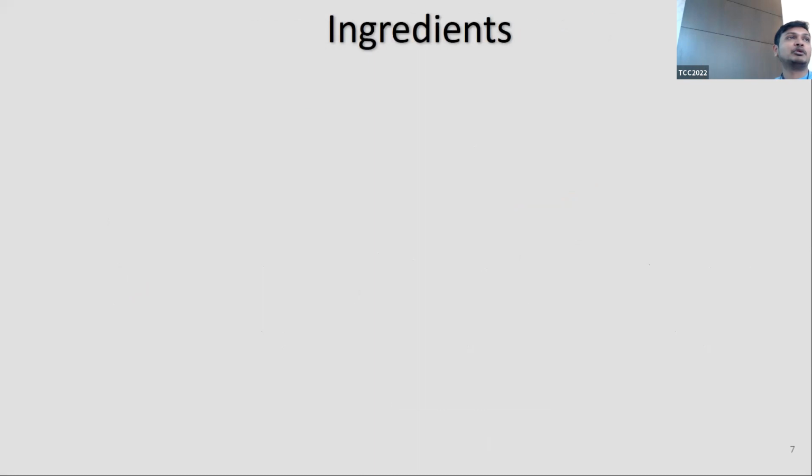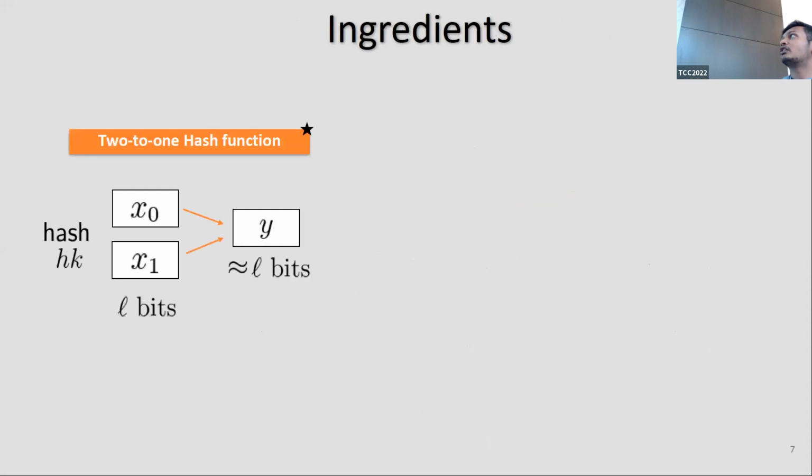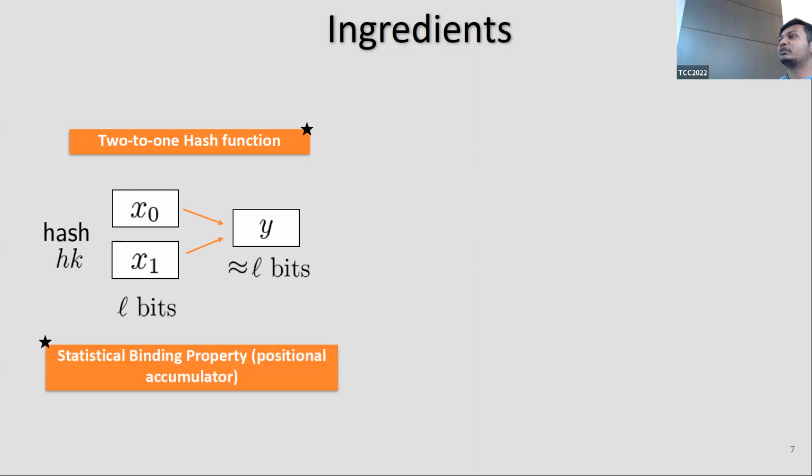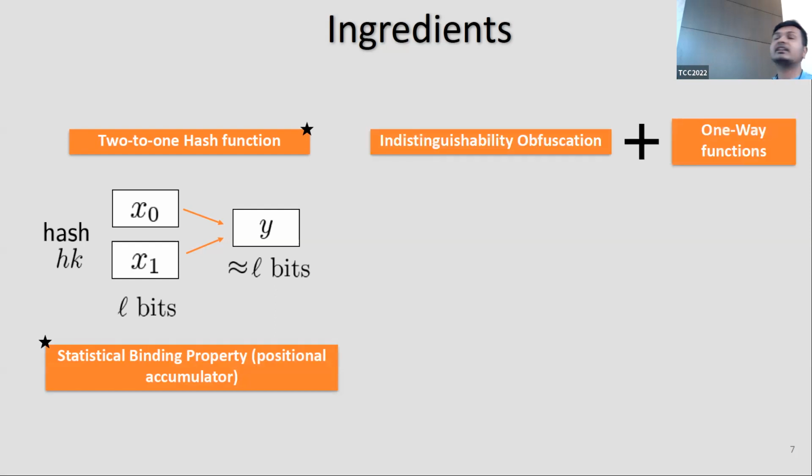So that's great. We have these nice properties that we want out of our scheme. So what do we use to construct it? I'm going to use a 2-to-1 hash function, which hashes 2 inputs, each of L bits, to something which is approximately L bits. There's going to be some statistical property, which I'll mention towards the end of the talk when I'm talking about the proof. For now, we can ignore that property. Our second ingredient will be indistinguishability obfuscation and one-way functions.